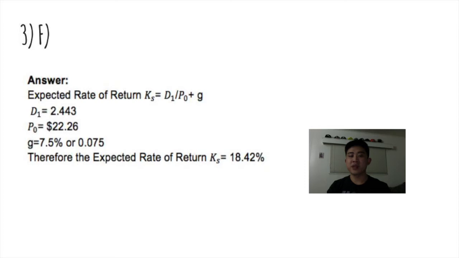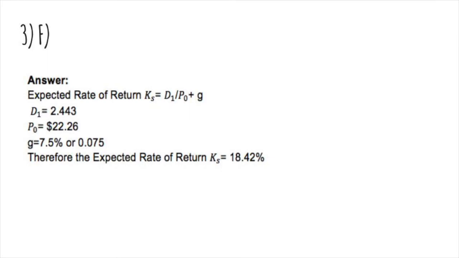To determine the stock's expected rate of return, we use the following formula: dividend per share over current market stock price plus growth. So our dividend per share is 2.443. The current market stock price is $22.26, and growth is 7.5%. Therefore, the expected rate of return is 18.42%. Having such a high expected rate of return will attract investors.